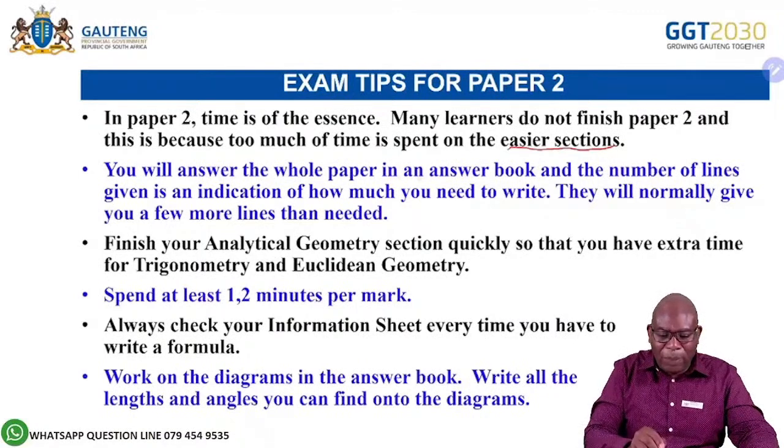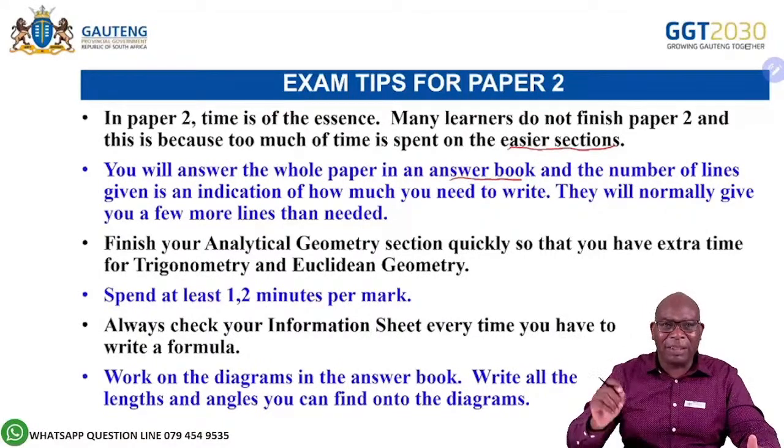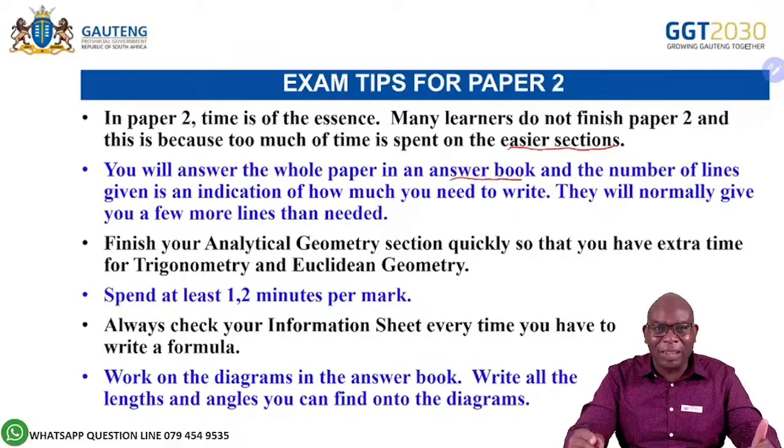You'll answer the whole paper in an answer book. That's a nice one. See, if there are 3 lines, it means that you have to use the 3 lines or 2 or less. You can have 3 lines and then you have a sum that takes 7 lines. So if it's 3 lines, please make sure that you are restricted to those 3 lines.